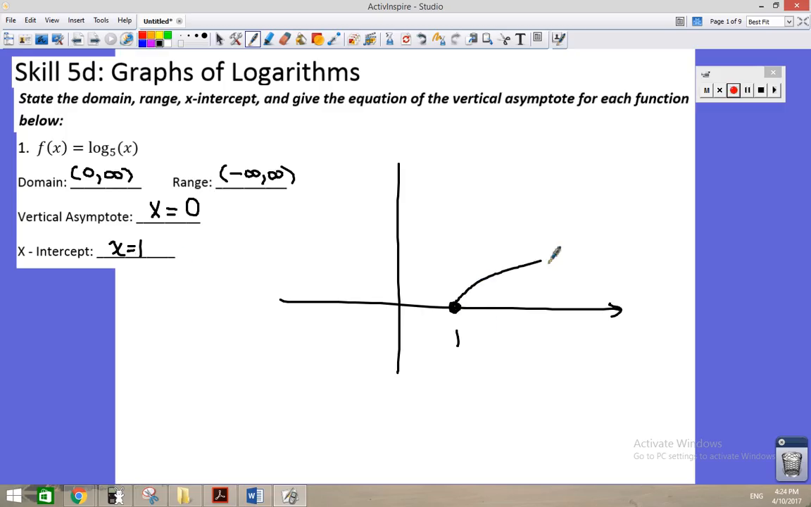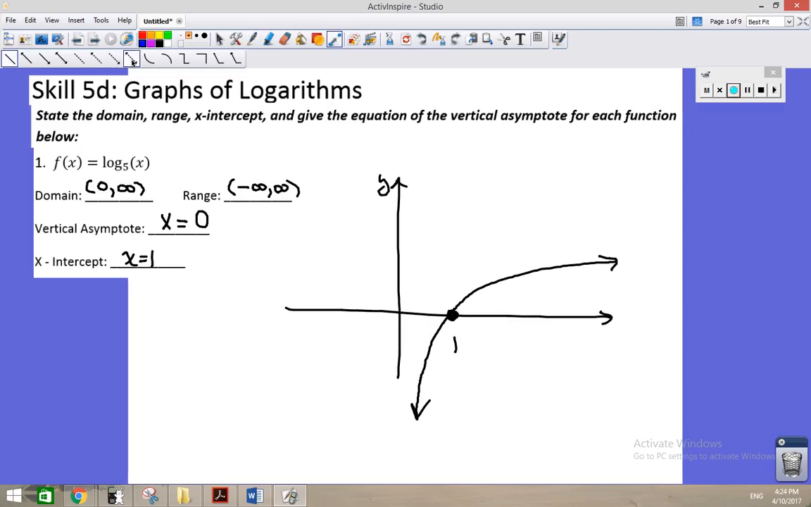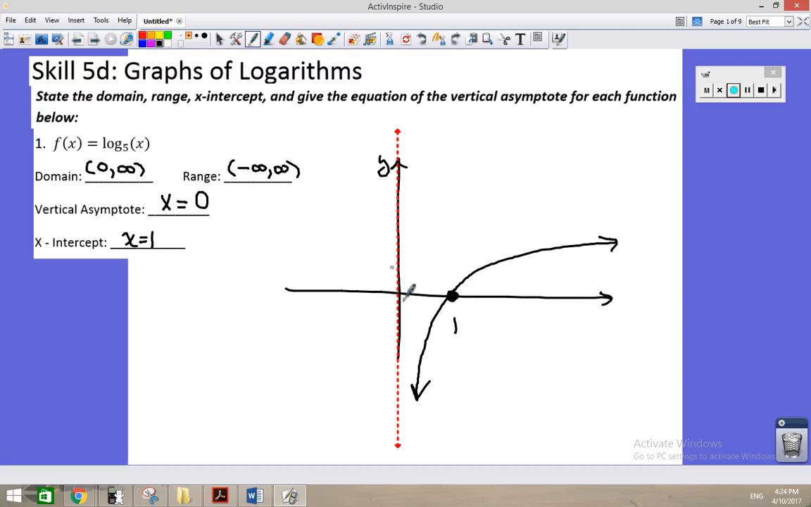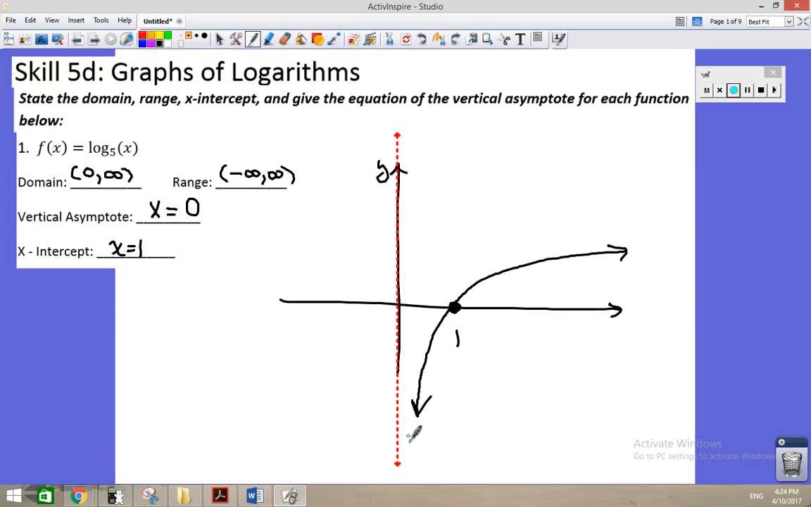this is increasing kind of slowly, and this is going down and getting closer and closer to the y-axis. That y-axis is also the line x equals 0. So this was the vertical asymptote. And if we extend this line, it's just getting closer and closer to it. So there's a real rough sketch for you of the general shape of this log base 5 of x.